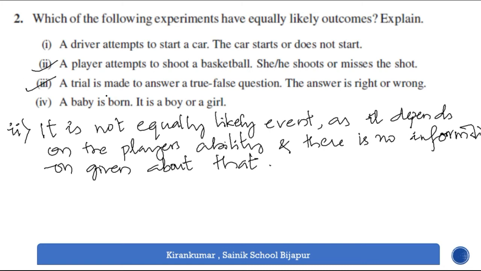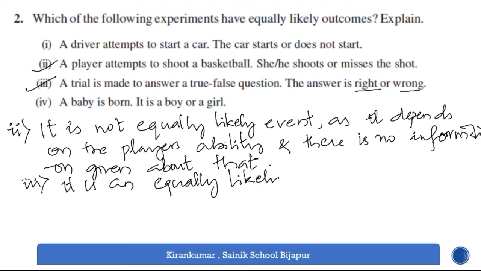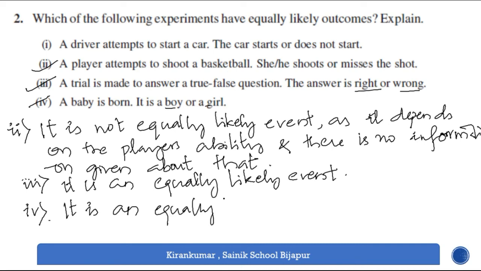Let's look at the third one. A trial is made to answer a true or false question. The answer is right or wrong. Here exactly the two options are there. So this particular event is an equally likely event. In the fourth one, a baby is born. It's a boy or a girl. So clearly there are two options given here. This particular thing is also an equally likely event.